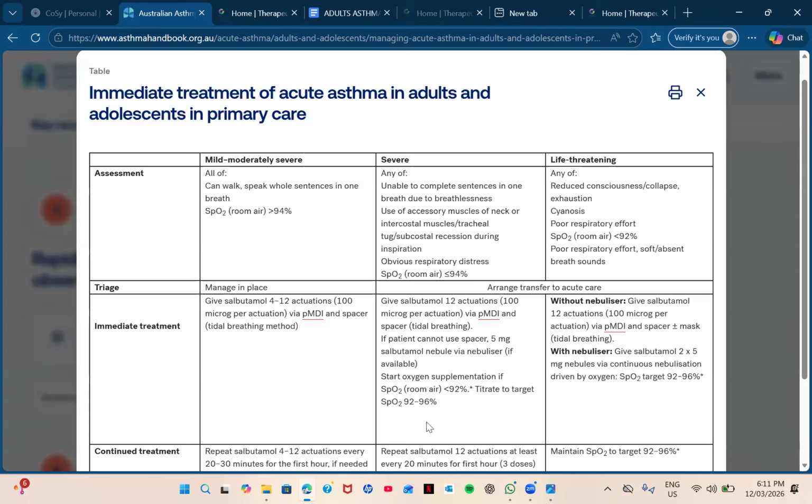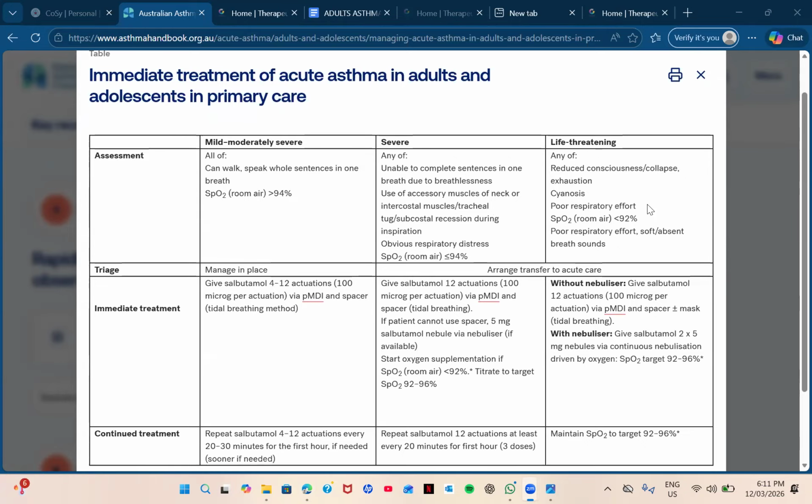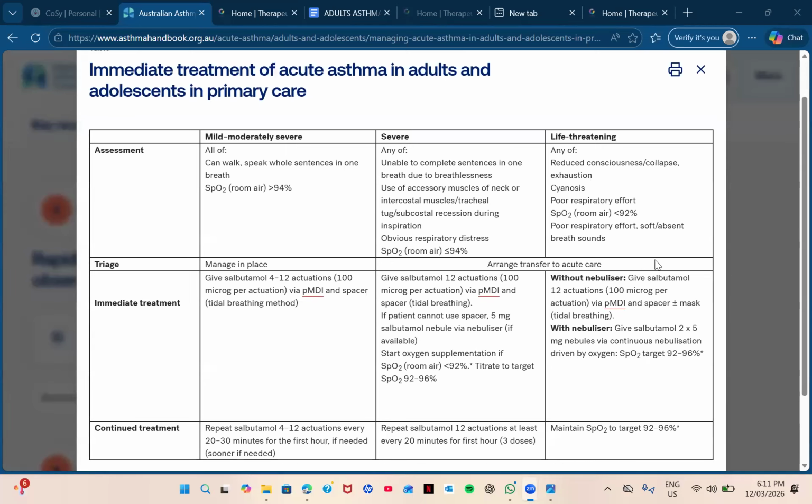The target SpO2 is 92 to 96%, right? Good doctor, good doctor, Aruna. Yeah, you remember it. If life threatening, how does it present? Any of the following: reduced consciousness, collapse, exhaustion, cyanosis, poor respiratory effort, SpO2 less than 92. Here it was less than or equal to 94, here less than 92. Poor respiratory effort, soft or absent breath sounds.